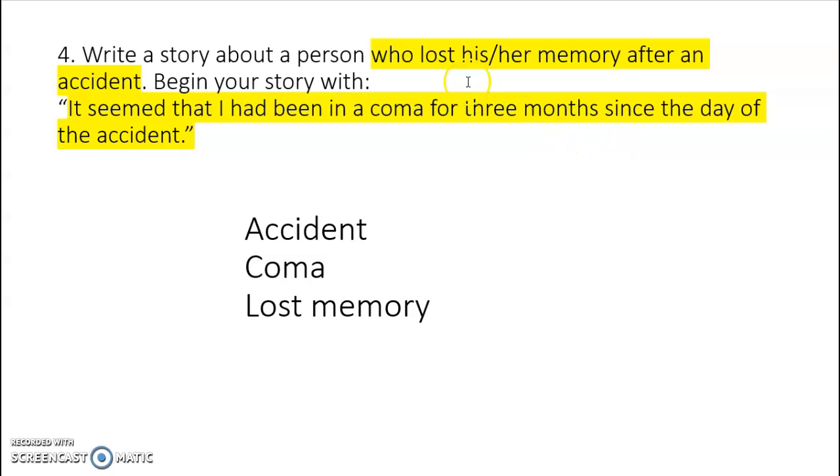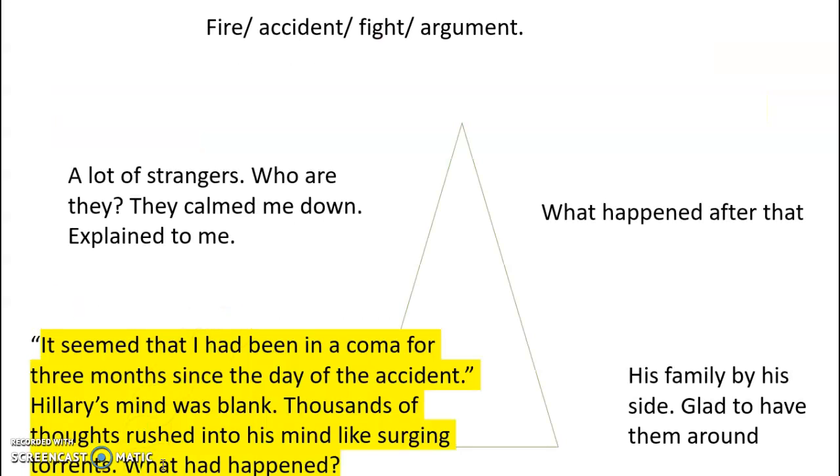Okay, so the keyword here is accident. And then you'll be in a coma for 3 months. After that, you lost your memory. Okay, so who is the character in this story? Okay, so let's look at this. You look at the first part. So this is the plot diagram.